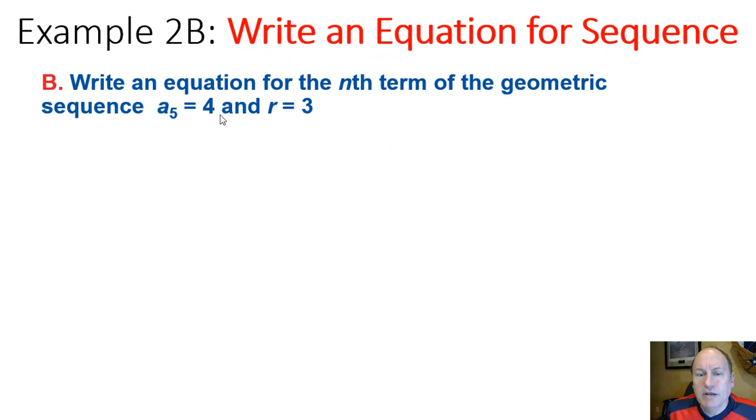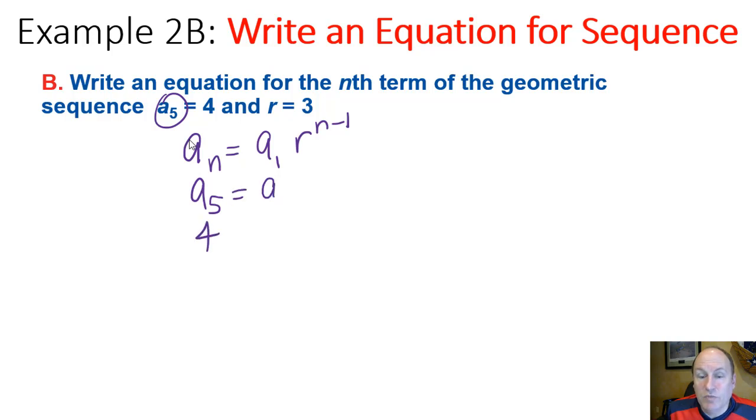Now it becomes a little bit more complicated when we don't know the first term. Here we have a sequence where a sub 5 is 4 and the common ratio is 3. We've got to go back and figure that out. a sub n equals a sub 1 times r to the n minus 1. We know that the fifth term is equal to 4. So a sub 5, which is 4, is equal to a sub 1, which we don't know, times the common ratio of 3 raised to the n, in this case 5 minus 1 power. So 4 equals a sub 1 times 3 to the 4th power.